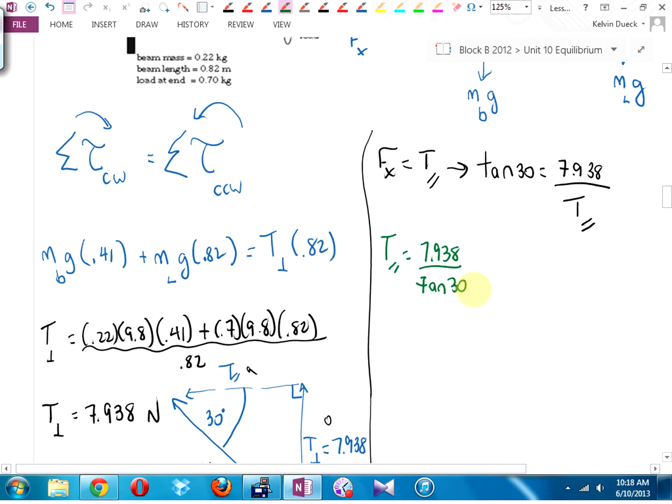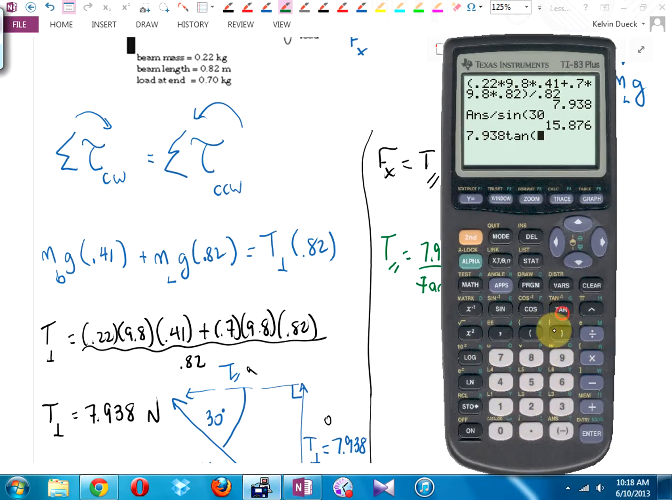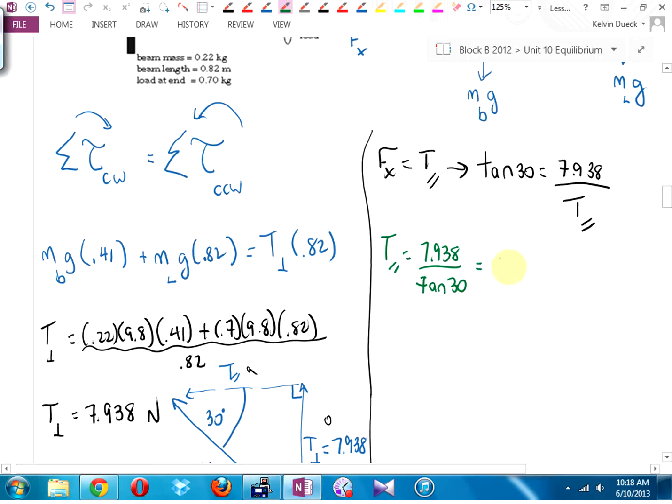Going to be divided by tan 30 again, yeah? 7.938 divided by tan 30. I'm getting 13.75, which is not my final answer, so I'll carry a few extra sig figs. 13.749 if you really want to. Yes? No? 13.749, and that equals also the horizontal component from that hinge. Has to, because those are the only two horizontal forces. Okay.